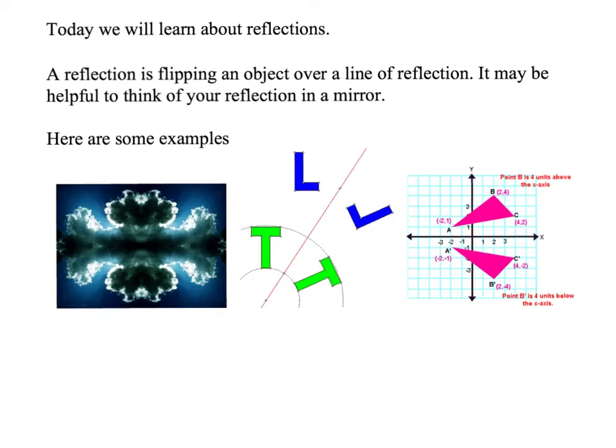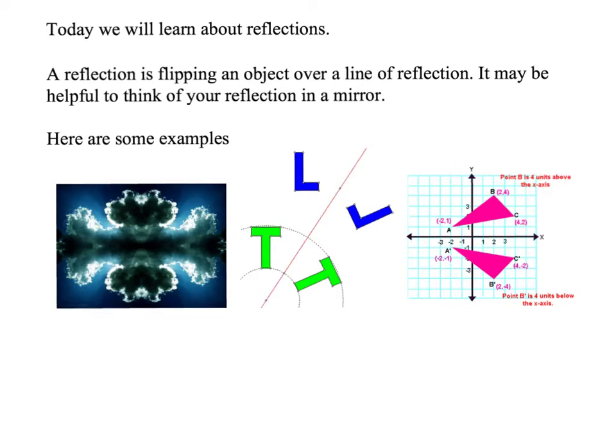Today's lesson is about reflections. As mentioned before, a reflection is the flipping of an object over a line. This line may be called the line of reflection or reflection line. Another way you might be familiar with a reflection is when you look in the mirror. Here are some examples below.